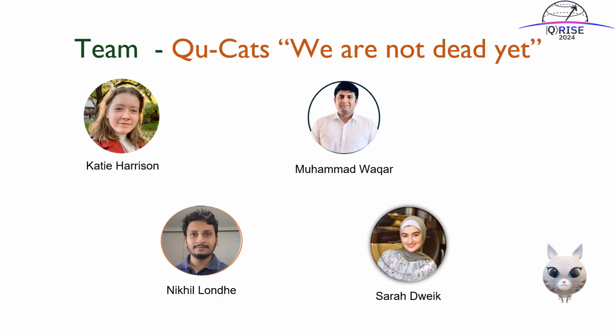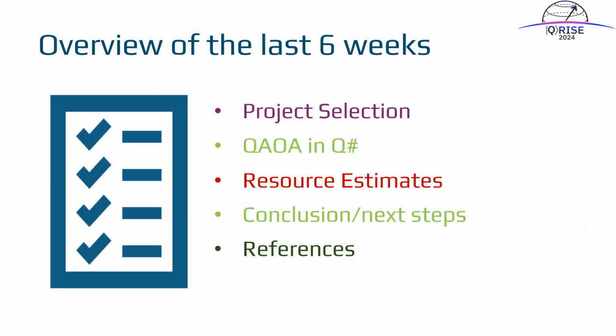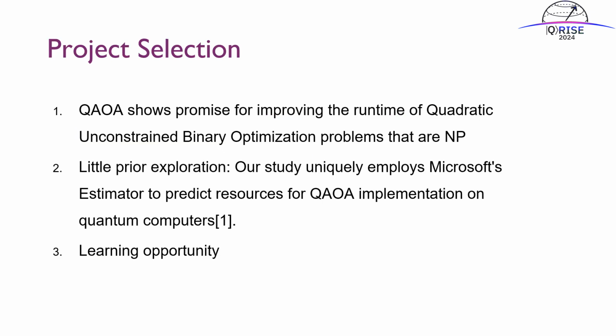This is our team, myself, Mohammed, Nikhil, and Sarah. I'll start this presentation by showing you how we chose our project topic, how we implement it in Q#, our results of running it on Microsoft's Azure Resource Estimator, and finally I'll wrap up with final recommendations as to parameters that you should use when you implement this algorithm on a quantum computer, and possible next steps of how this could be improved. So let's start by talking about project selection.